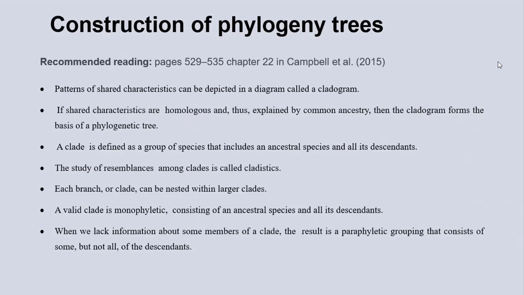Paraphyletic is when there's some information missing, or when we lack information about some members of the clade, and the result is that the grouping is paraphyletic, where it consists of some species, but not all the descendants. The one which is valid is monophyletic, which consists of an ancestral species and all its descendants.